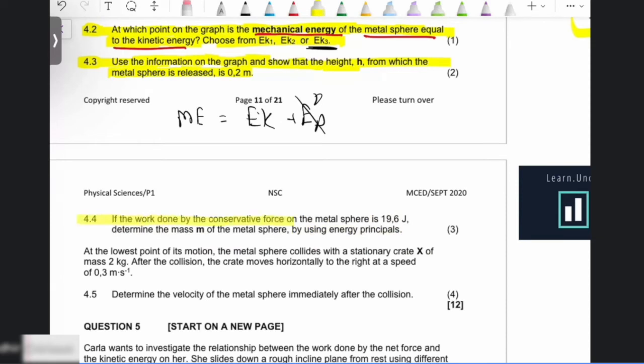If the work done by the non-conservative force on the metal sphere is 19.6 joules, determine the mass m of the metal sphere by using energy principles. That is so bad of me, guys. Okay, the work by the non-conservative force on the metal sphere is 19.6 joules. Determine the mass of it by using energy principles.